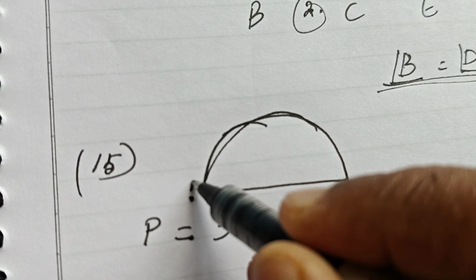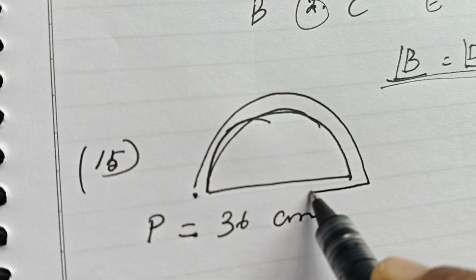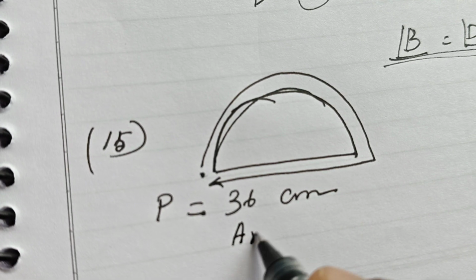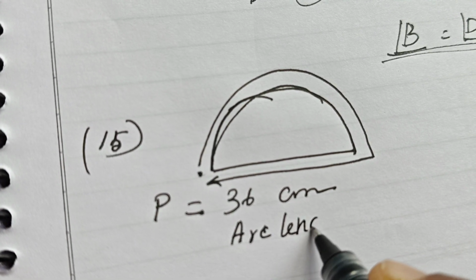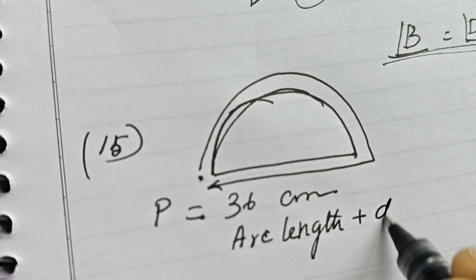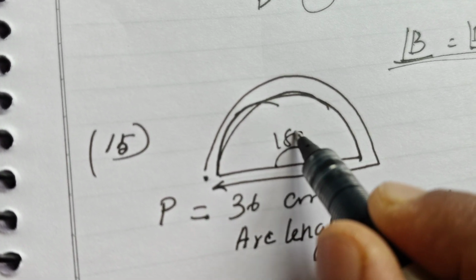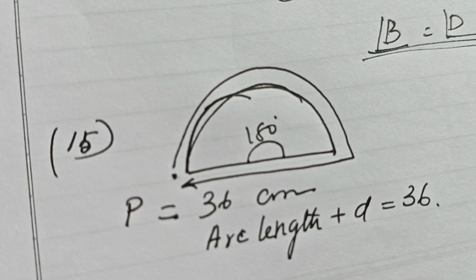Perimeter means if you start here, this arc length plus this diameter. Total is 36. That means arc length plus diameter equal to 36. We all know this angle is 180 degrees. This angle is 180 degrees.